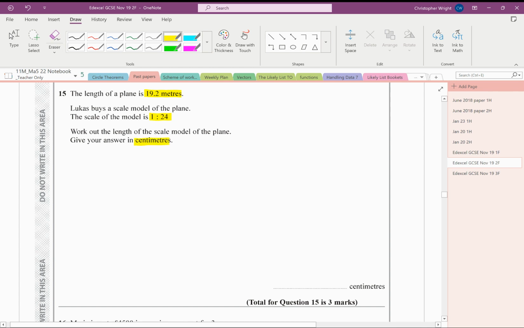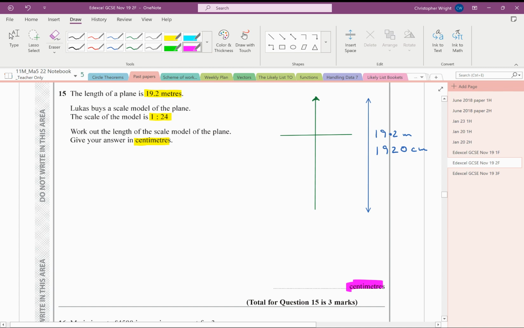Right. So I've got a real life plane. Here it is. Okay. There's the plane. Very good drawing. Here's the front of the plane. And now, the length of the plane. So the length, that's all the way along here, isn't it? It is 19.2 metres. I'm going to turn that into centimetres, so I'm going to multiply it by 100. So it's that many centimetres long, the plane. The reason I worked in centimetres is because it wants my answer in centimetres, doesn't it?